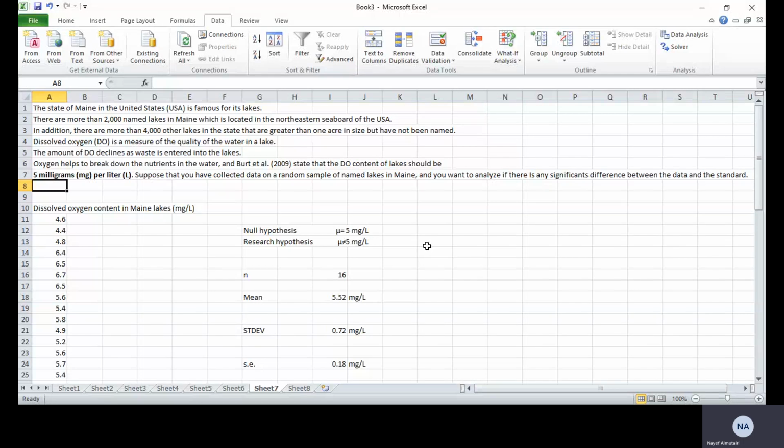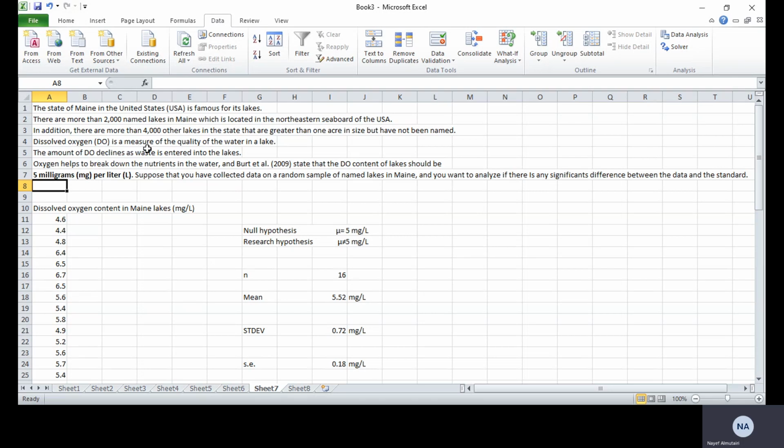Okay, let's look at this concept. I think this is concept number 3. The state of Maine in the United States, USA, is famous for its lakes. There's a lot of lakes over there. There are more than 2,000 named lakes in Maine, which is located in the northeastern seaboard of the USA.